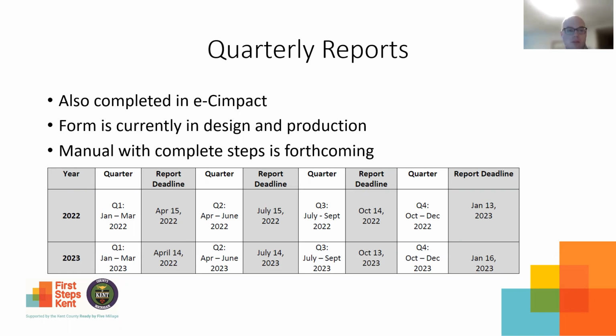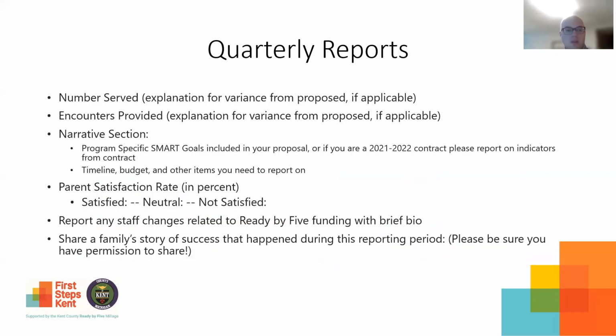So we have a little bit of time before that happens, but we just want to talk about what you will be reporting on now, because we've changed a few things from what we have done in the past. So this is what we're going to be looking for in our quarterly report. The first two items are that you're going to be reporting on your numbers served and your encounters provided.